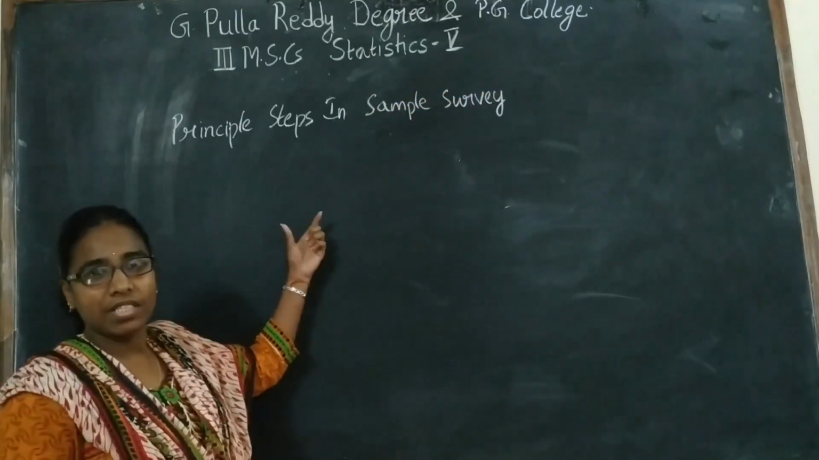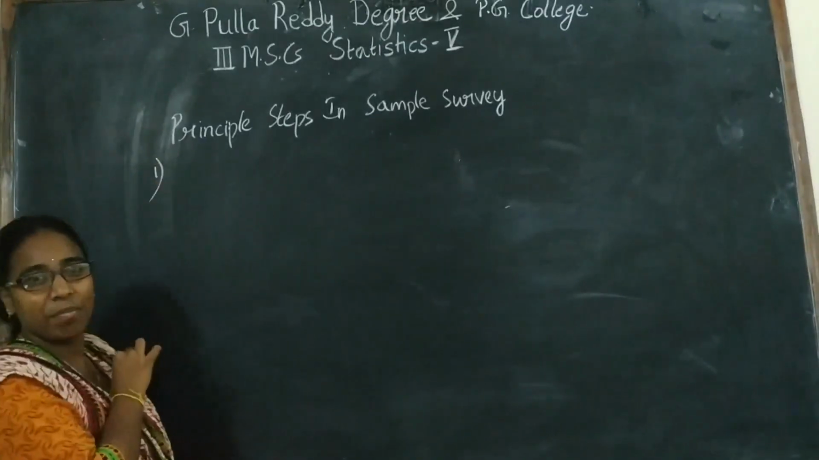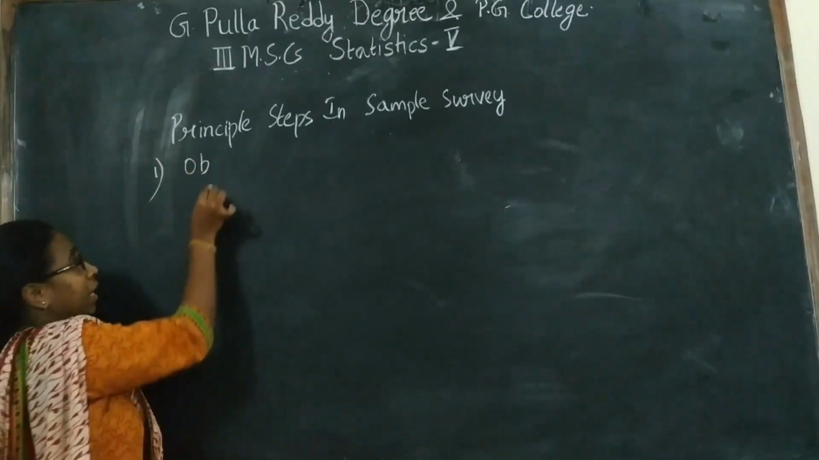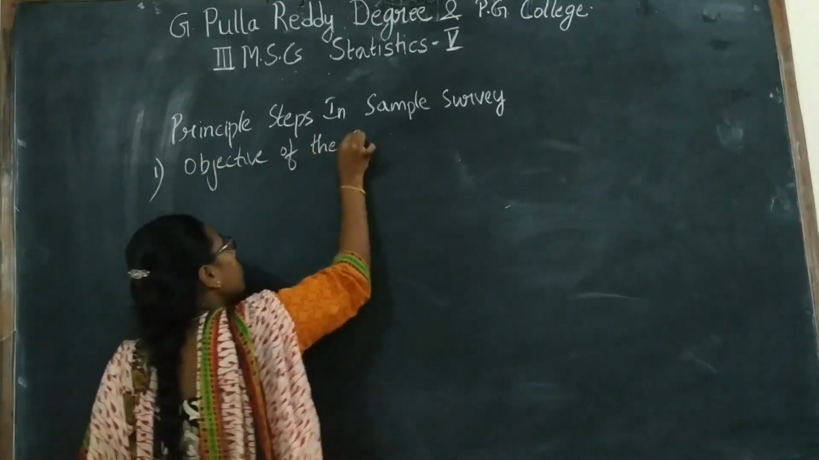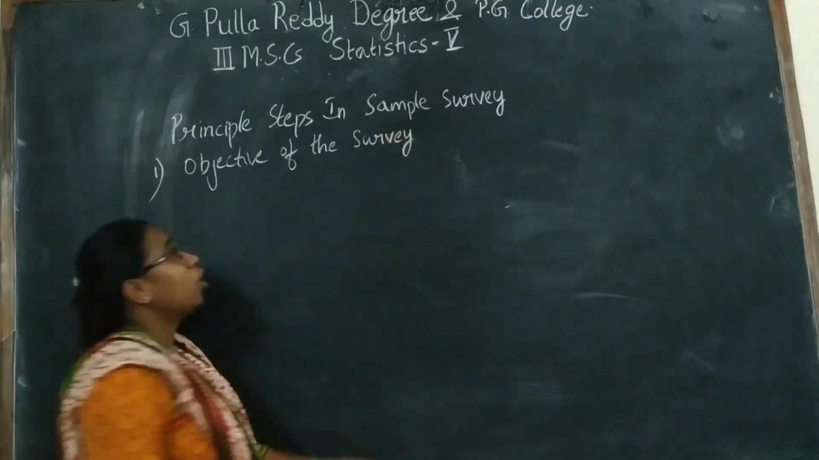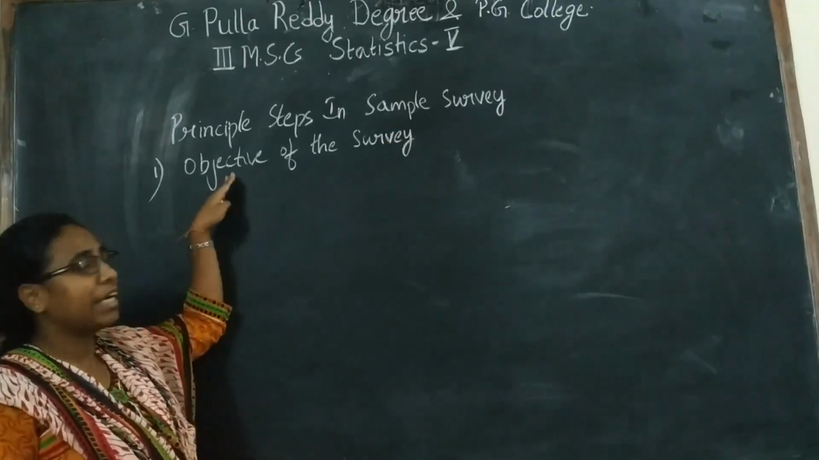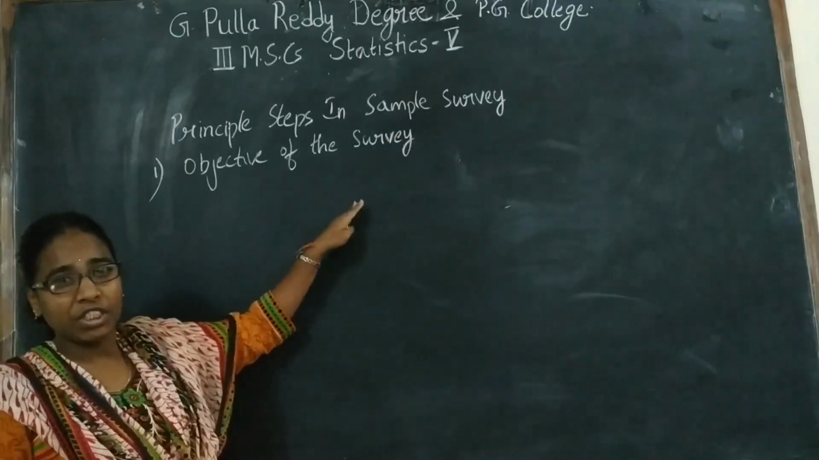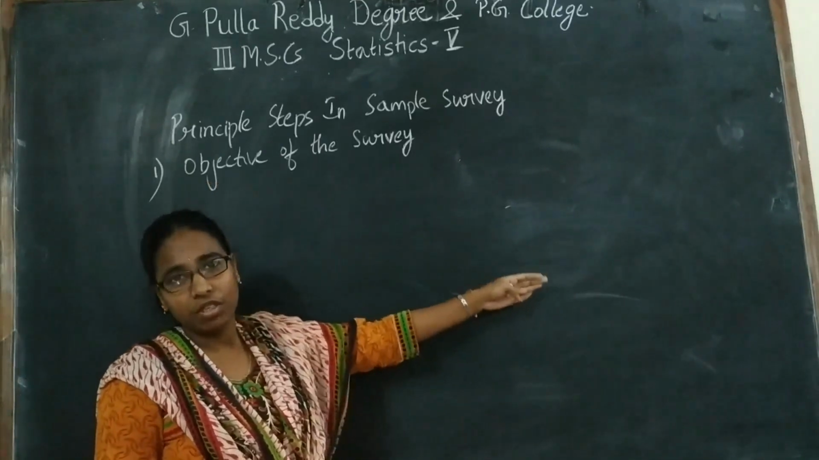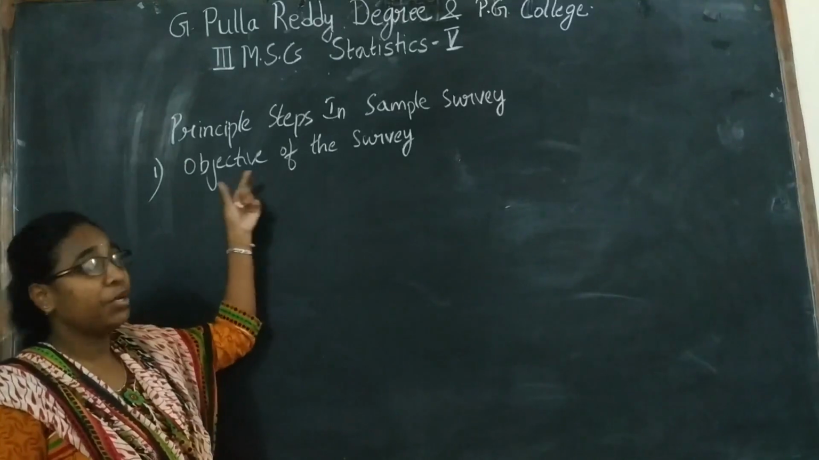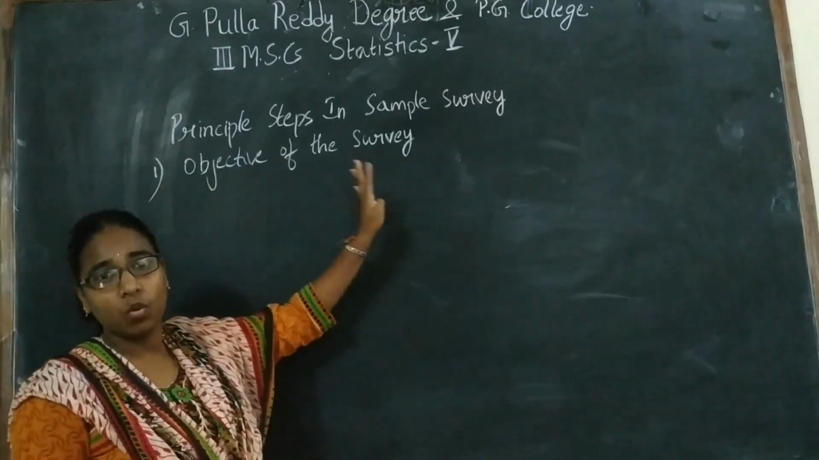So there are various steps involved in conducting a sample survey. The first and most important step is the objective of the survey. The objective is very important because whatever the further steps we are going to take, that will be dependent on the objective only. Without knowing the question, we cannot write the answer. In the same way, without knowing our objective, we cannot proceed to the further steps. So before conducting the survey, you need to know why you are conducting the survey, for what purpose you are conducting the survey. That is the most important thing.